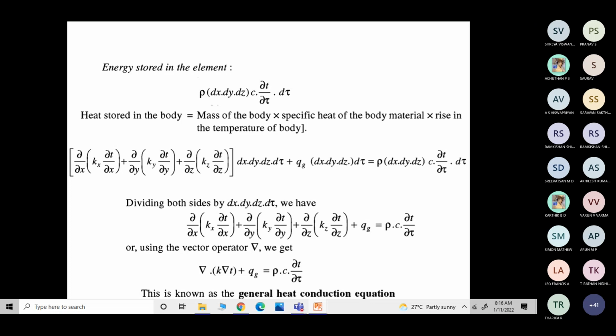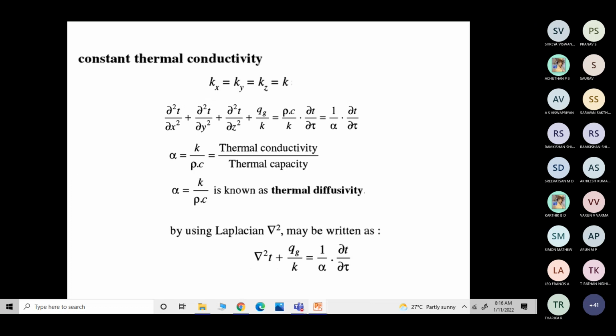Okay, so we can rewrite kx, ky, and kz as k, since kx equals ky equals kz, and the material has constant thermal conductivity in all three directions. So assuming constant thermal conductivity, kx equals ky equals kz equals k.